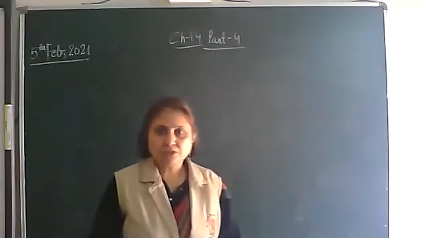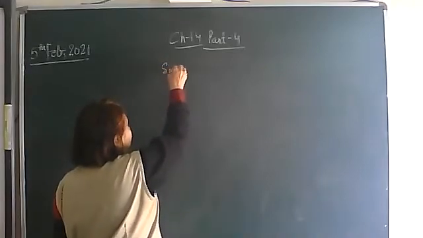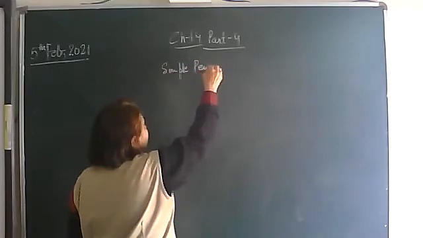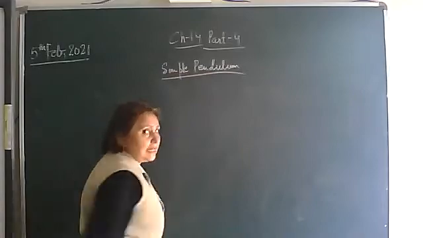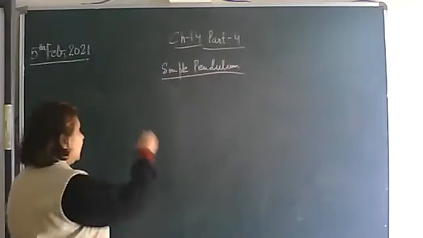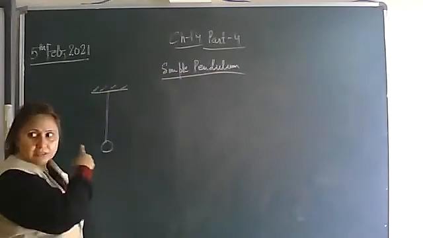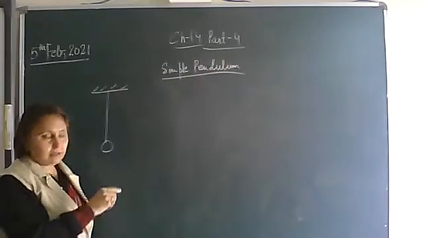Okay, so examples of SHM. The first example here we'll study is the simple pendulum. Now, what is a simple pendulum? A heavy point mass which is suspended by a light thread. That is a simple pendulum. And when it is taken to one of the extreme positions and released, it starts oscillating. And these oscillations are simple harmonic.